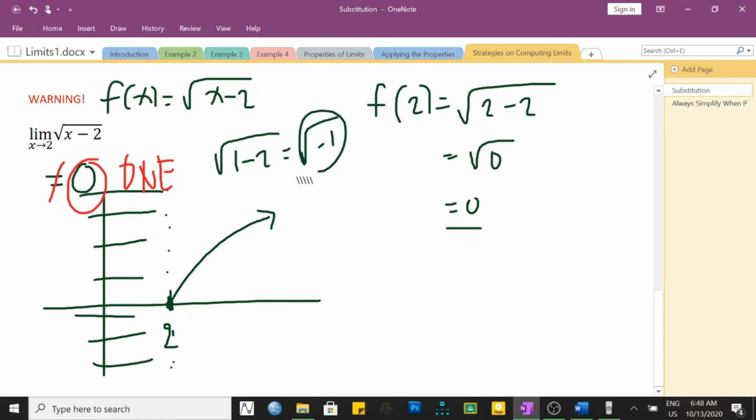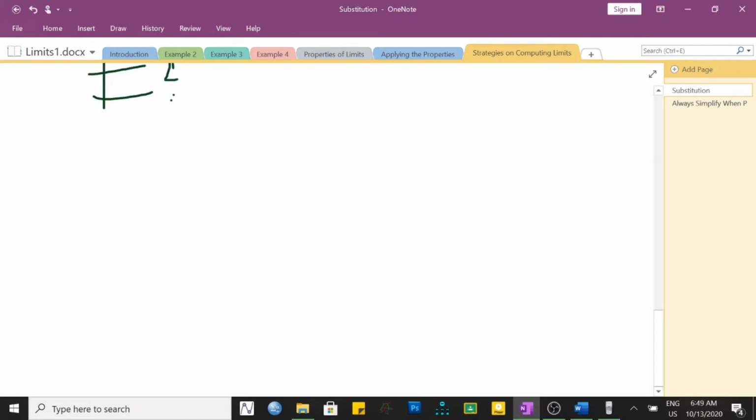Unless the question is the limit of square root of x minus 2 from the right side of 2. Then that's the time we can say it's 0. Or we are evaluating the same function, square root of x minus 2, but x approaches a different number.